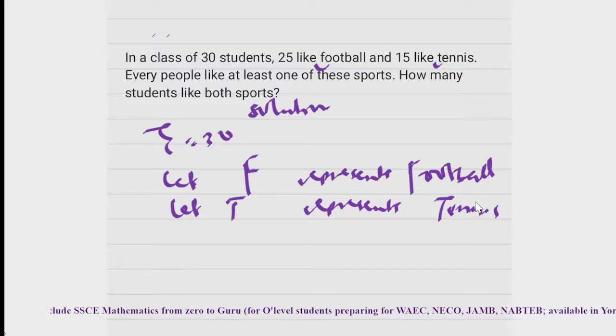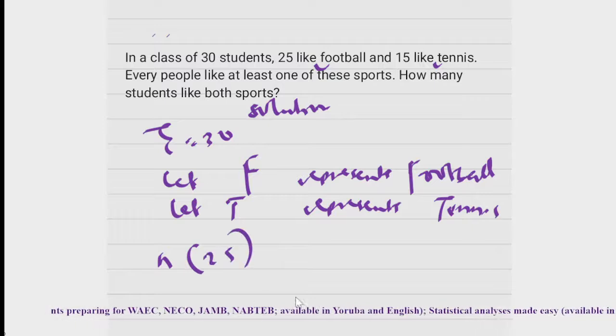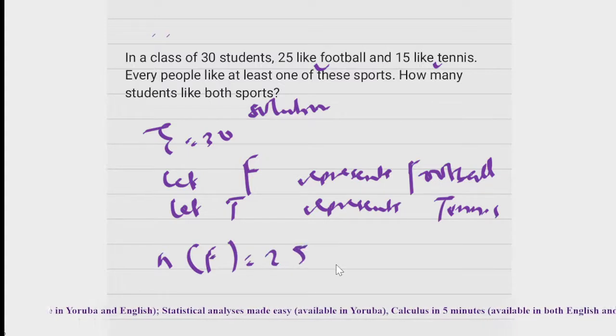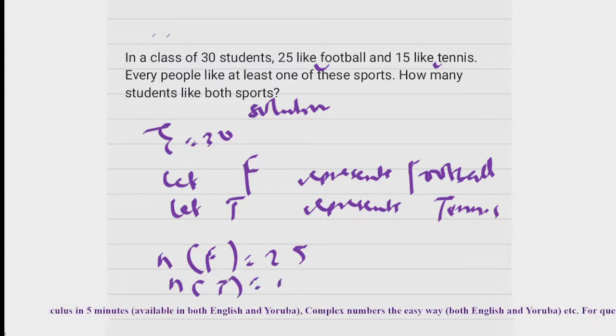So then they say 25 like football, not football only. That is 25 like football. You understand now? So that the number of football is equal to 25. You write it down. You must write the information first before you solve the question. And 15 like tennis. That is number of T is equal to 15. I hope you understand now.